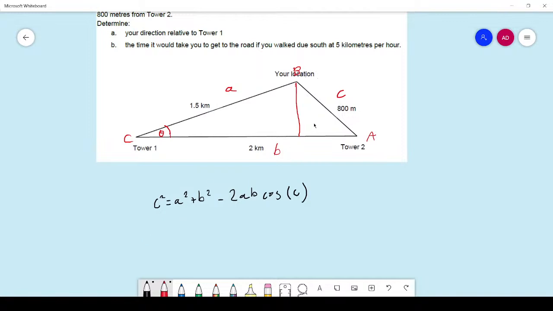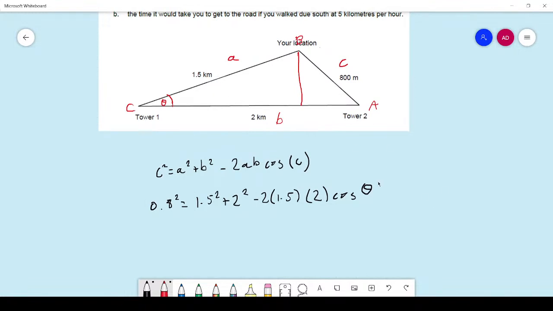So let's go ahead and sub in our values. So we should have, let's convert the units. So 800 meters is 0.8 of a kilometer. Right, so 0.8 squared should be equal to 1.5 squared plus 2 squared minus 2 times 1.5 times 2 cos theta, which we are trying to find.